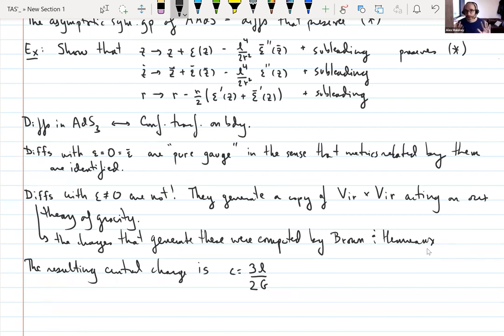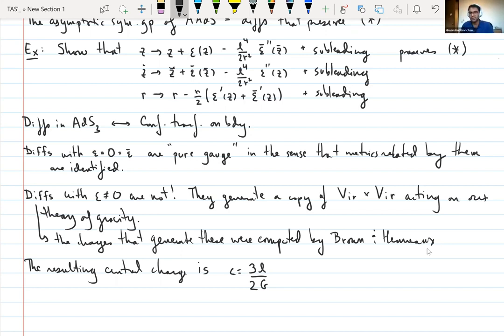So combining that with the fact that there's only one other dimensionful scale in the system, you can immediately conclude that the central charge must be proportional to the AdS radius in Planck units. That is to say, proportional to L over G. And what Brown and Henneaux did from this point of view is compute the overall constant, namely that it's 3/2.